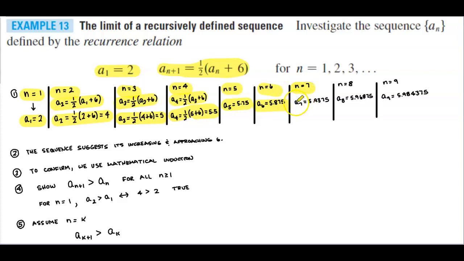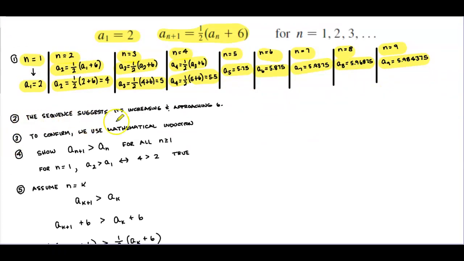When n is equal to 7, we get 5.9375. When n is equal to 8, we get 5.96875. And when n is equal to 9, we get 5.984375. There's a reason we continued until at least 9. At the beginning we go from 2, 4 to 5, and this sequence is increasing and approaching the value of 6. So for step 2, the sequence suggests it's increasing and approaching 6.